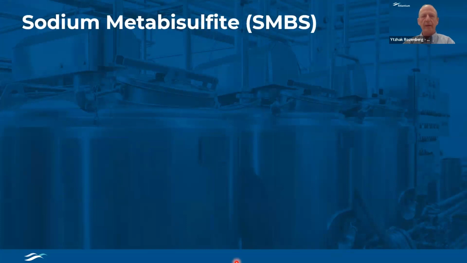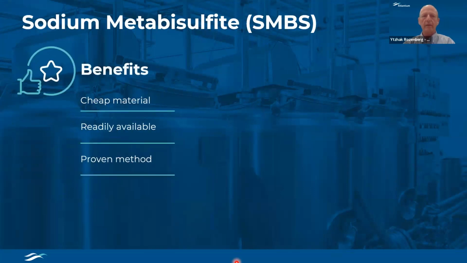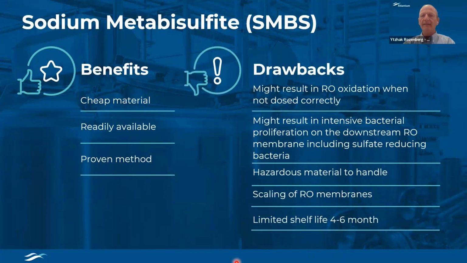Moving to the next method for taking out the free chlorine, the SMBS or the SBS. The benefit: it's a cheap material, readily available, proven method. The drawbacks: might result in RO oxidation if not dosed correctly. This is important to notice because it is not very well known to the users. Might result in intensive bacterial proliferation on the downstream RO membrane, including sulfate-reducing bacteria. It's a chemical, hazardous material to handle, scaling of the RO membrane, and lifetime. Shelf lifetime of the SBS or SMBS is 4 to 6 months.